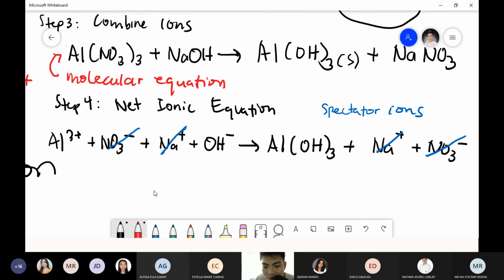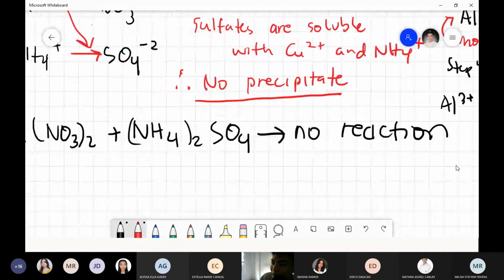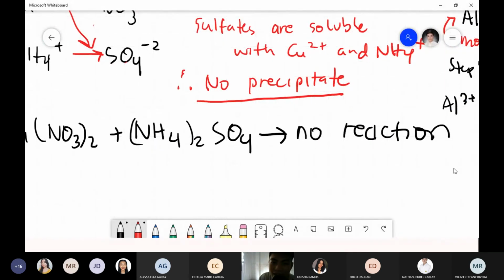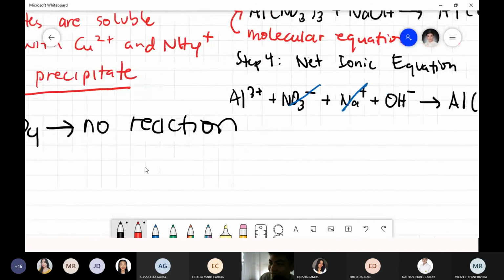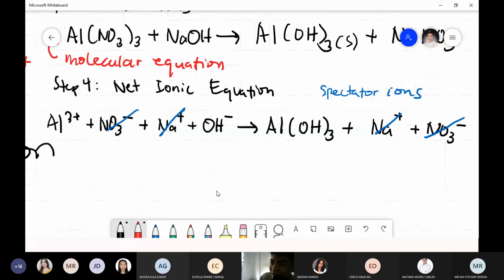Sir, ano po ilalagay pag walang precipitate? Pag walang precipitate, no reaction. Yun lang, no reaction. Yan. Yun. So you have to take note of that. Kung ano yung natira, yun yung net ionic equation.